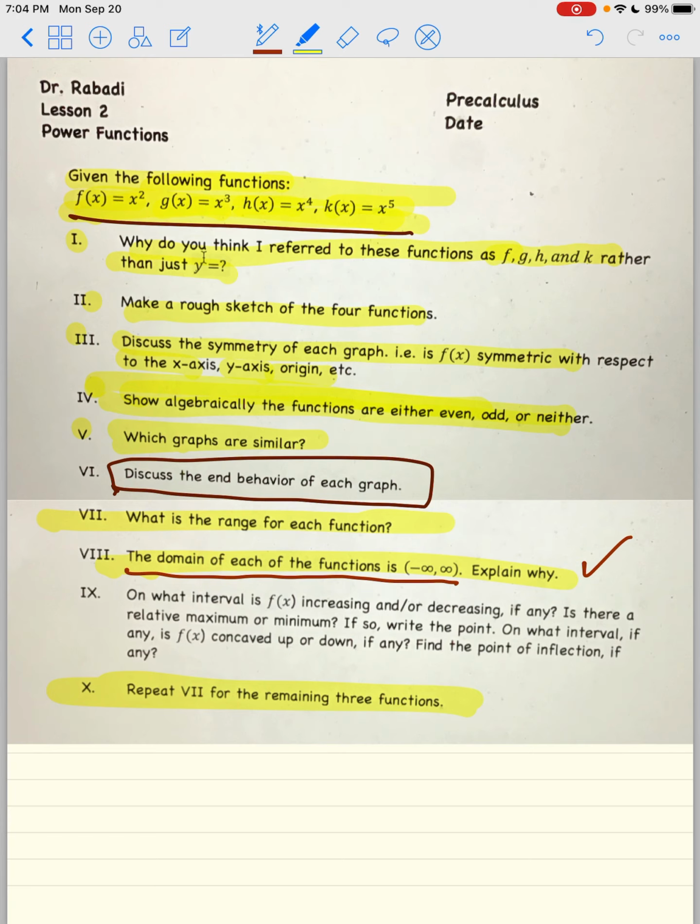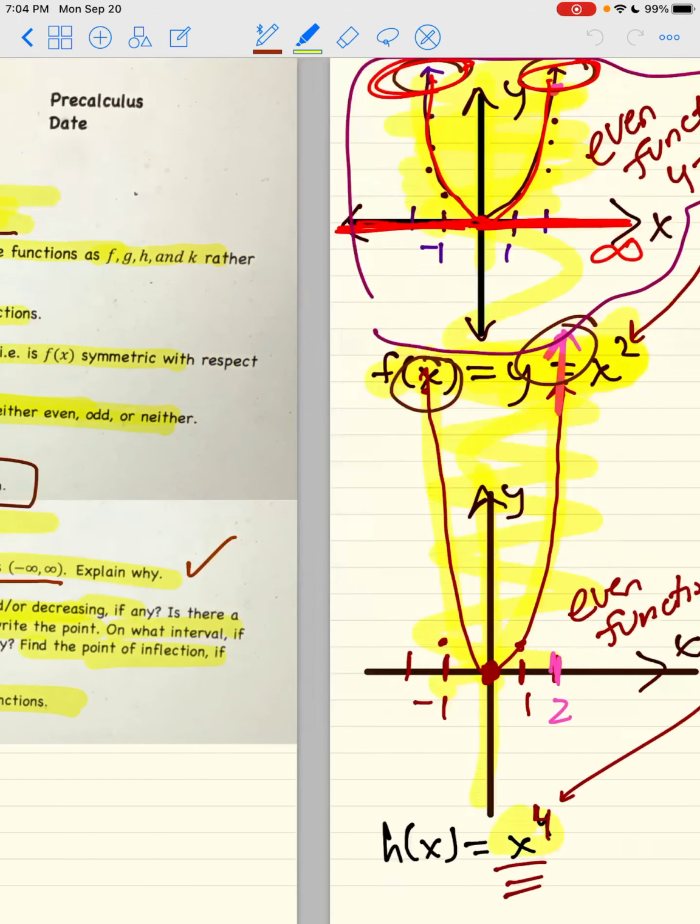Okay, here's the really great question. On what interval is f of x increasing and or decreasing, if any? And is there a maximum or a minimum point? If so, write the point. And on what interval is the function concave up or down? And find the point of inflection. So there's a lot of terms here. So let's start with the parabola, y equals x squared.